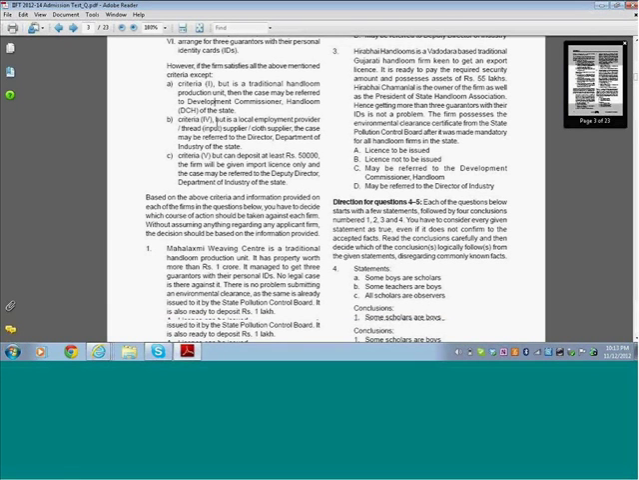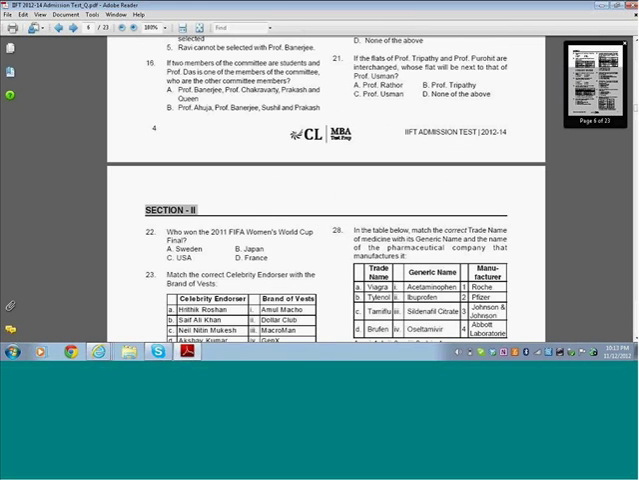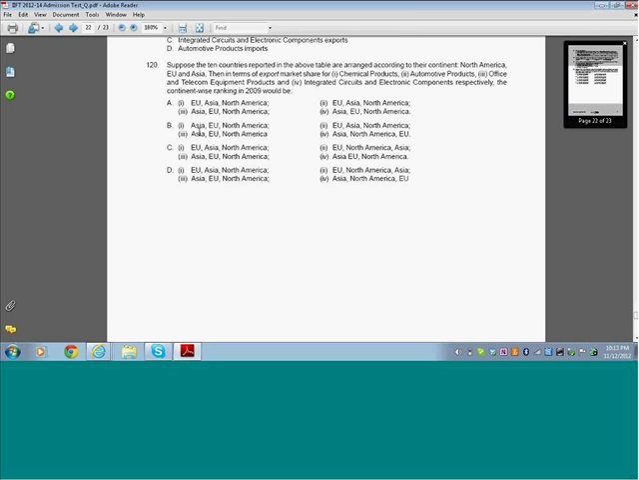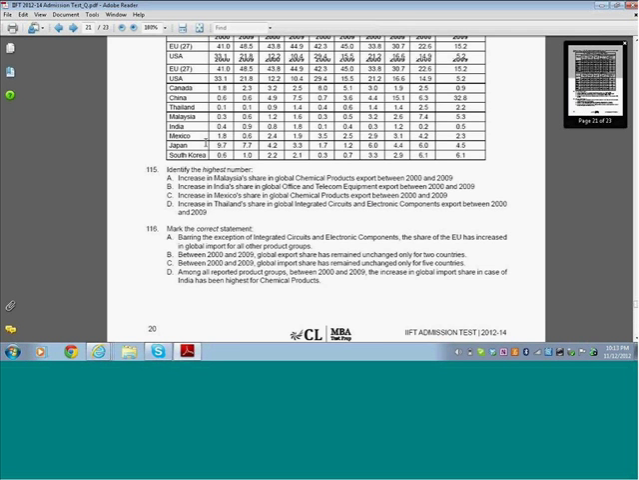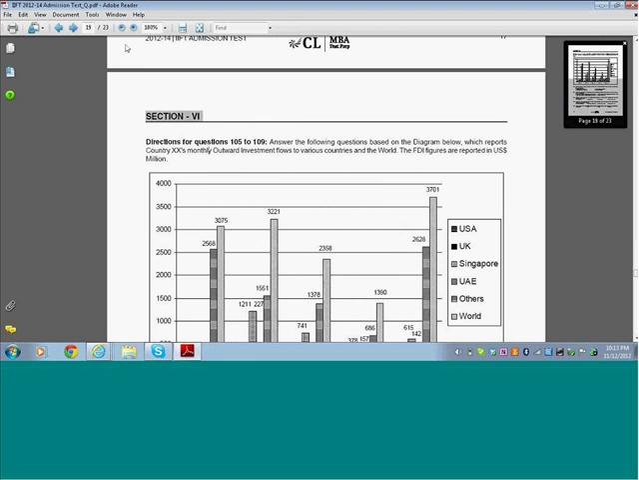Let me take a few questions from here to see how we can get the answers. Question 105. This question is on compounded annual growth rate.